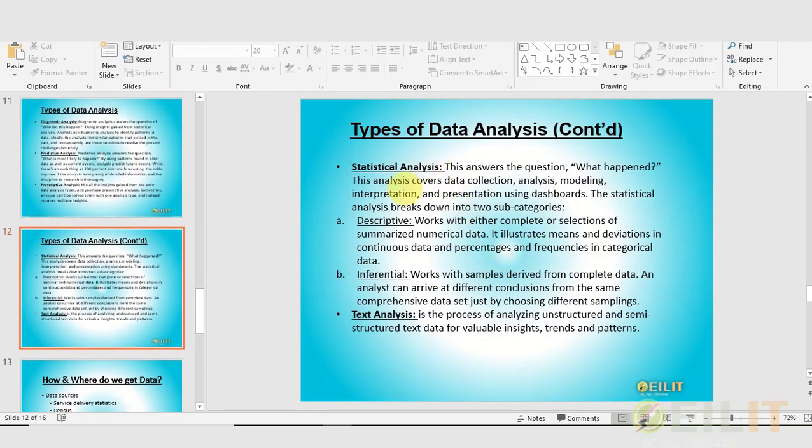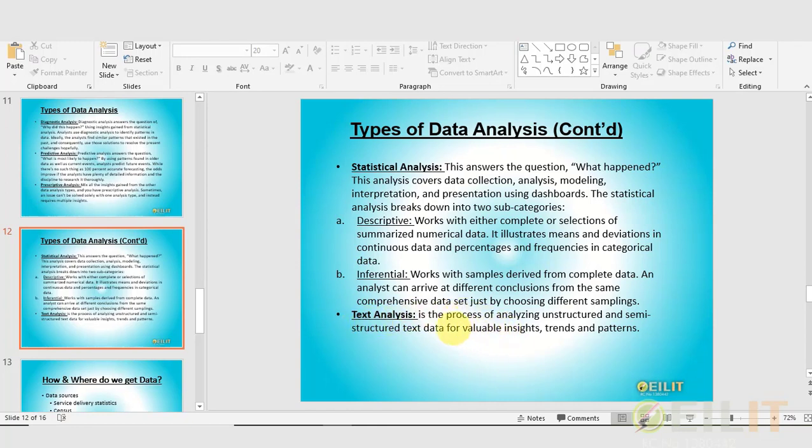We have other ones like statistical analysis, and this involves what happened. You are trying to analyze data collected. You analyze this, make some models, interpret the results and make some dashboards. Statistical analysis involves two processes. One could be descriptive, which is summary statistics, and one could be inferential, which is a sample derived from the complete data. And we have the last one, which we call text analysis.